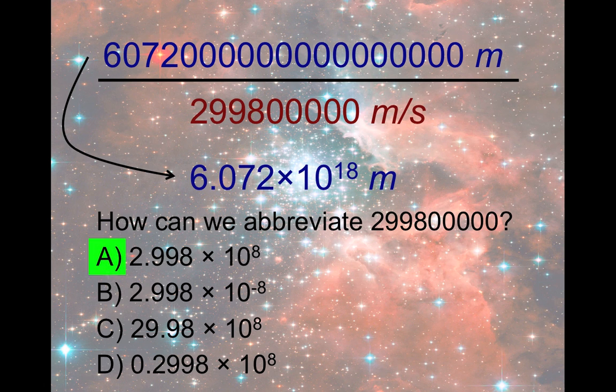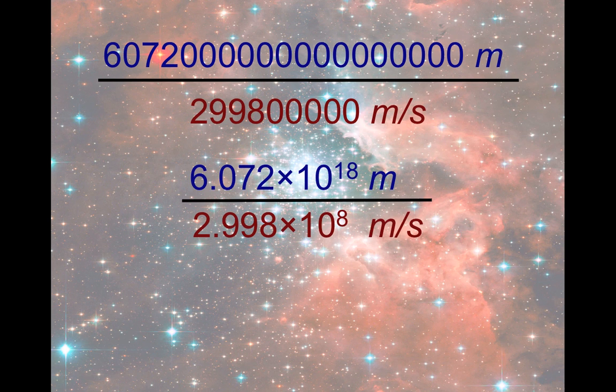The equivalent expression is choice A. If we took 2.998 and moved the decimal point 8 places to the right, we would have our 299,800,000. So how does that help us divide these two numbers? We can simplify this left-hand portion just by popping it in a calculator. This is equivalent to 2.025.